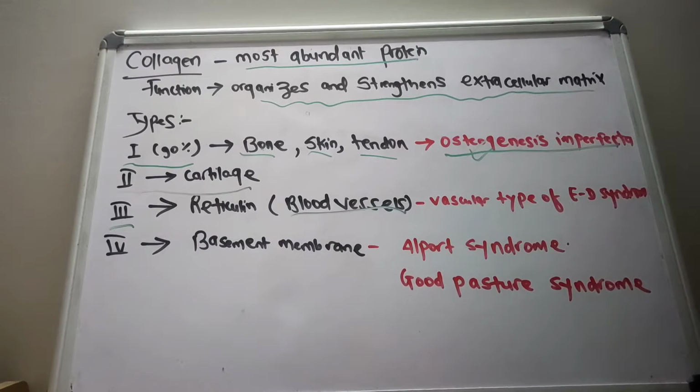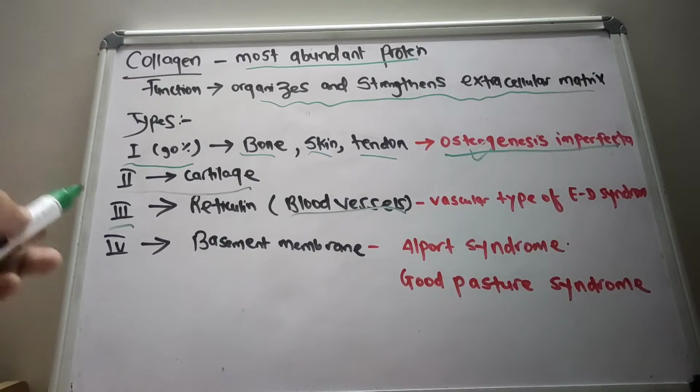Type 1 collagen is present in late wound repair and type 3 collagen is present in early wound repair. So you should know this concept. During the early days of wound healing, type 3 collagen is present, but that type 3 collagen is later replaced by type 1 collagen in the late wound repair.